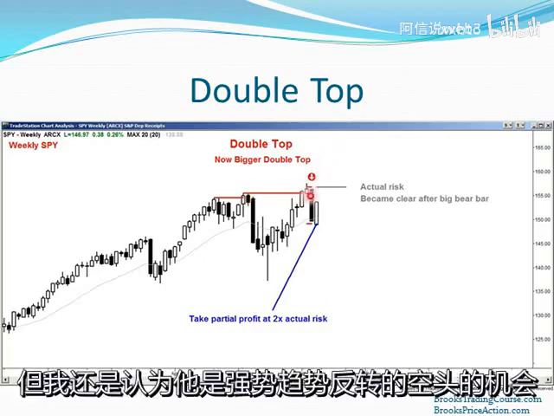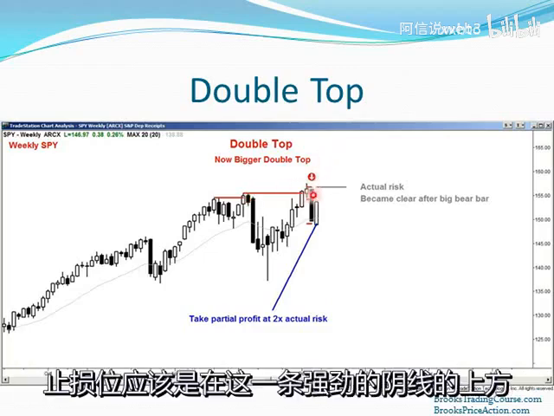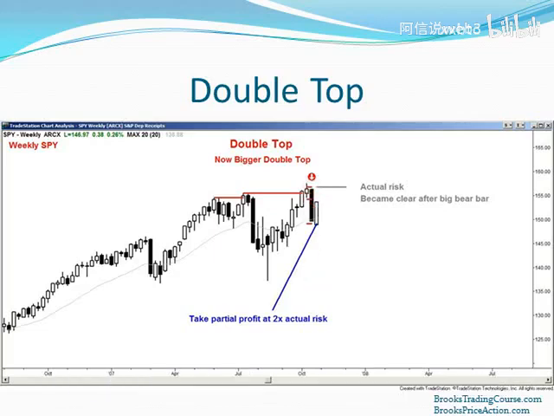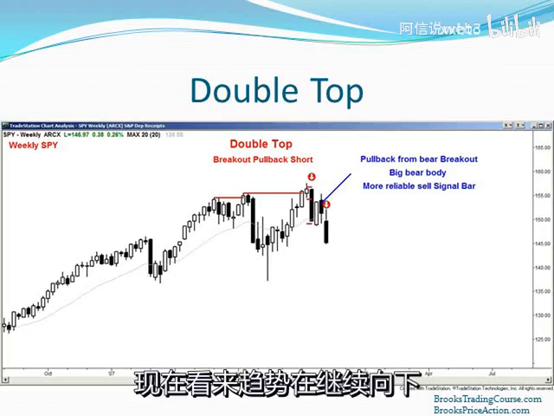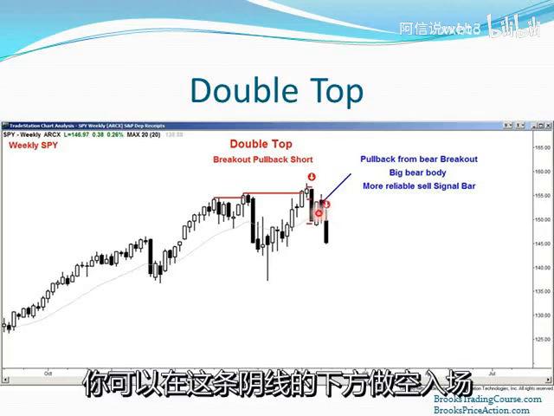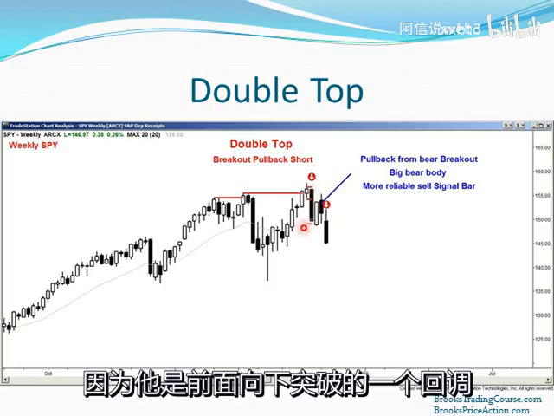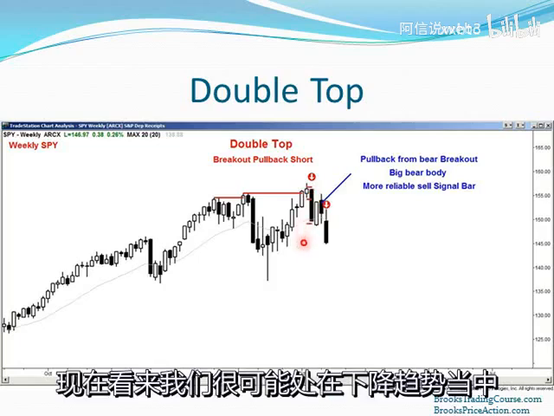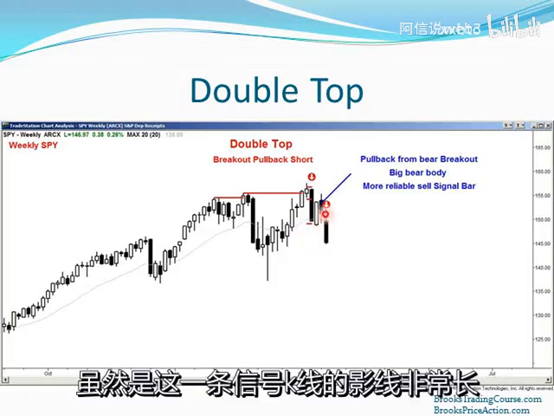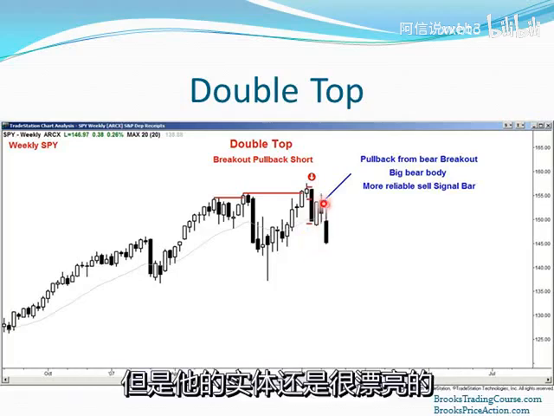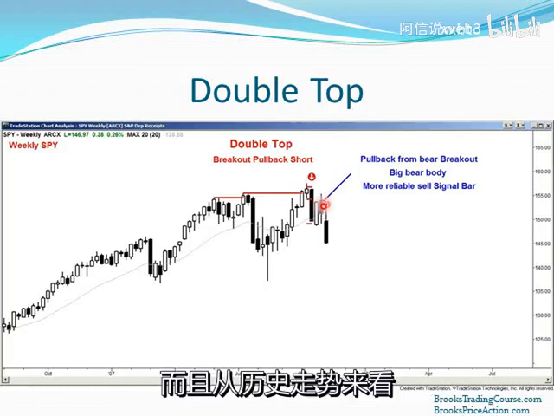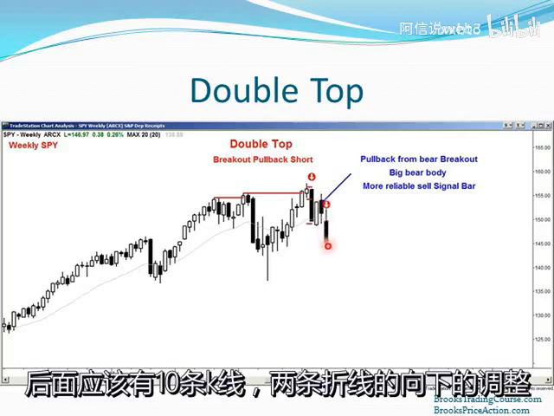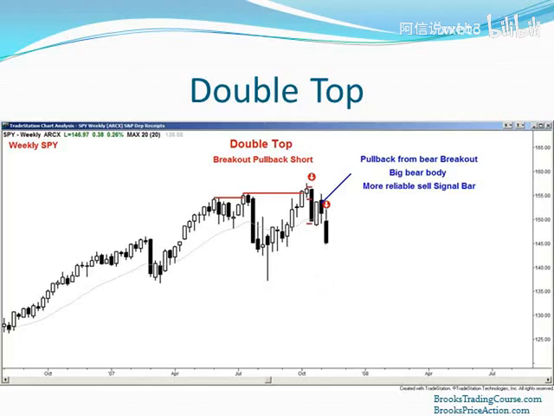To me, I think it's still on this major trend reversal short with a stop above the high of that strong bear bar. Now the trend is resuming down. You could short below this bear bar as a pullback from the initial bear breakout, and it looks like we're probably in a bear trend. Even though the signal bar has a big tail, it has a pretty good sized body, and the context is good for 10 bars, 2 legs sideways to down.